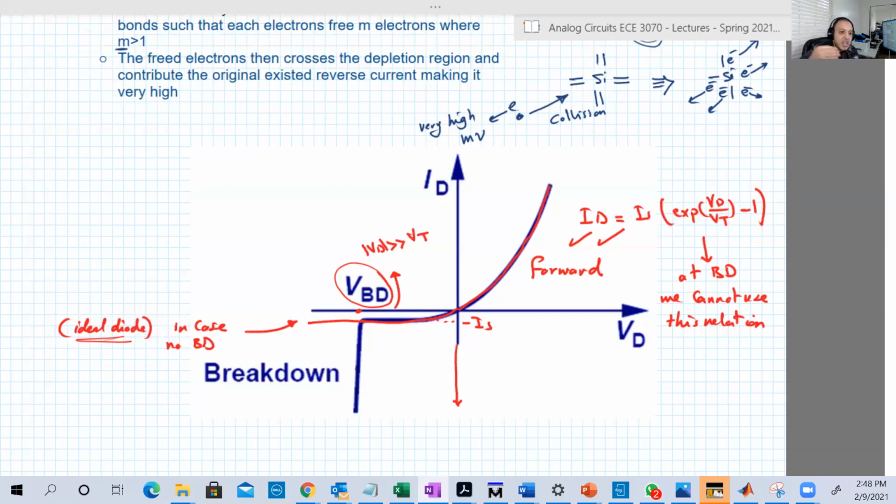So starting from the next lecture, lecture 6, we're going to review our IV characteristic. Then we're going to start applying it in circuits, and see possible ways to solve diode circuits.